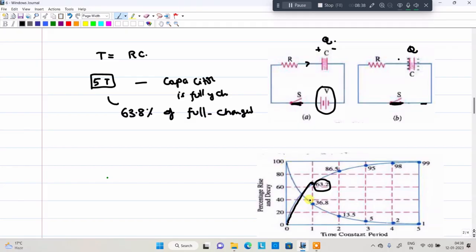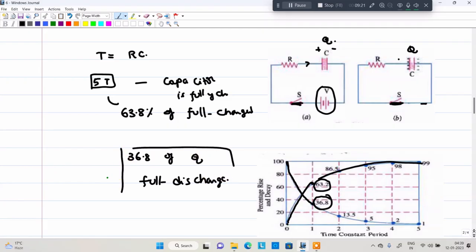In that case, once the capacitor is fully charged, after that it tries to discharge from 100% until it reaches 36.8% of fully charged. At 5 time constants, the capacitor is considered fully discharged. That means from 100%, whenever it reaches 36.8% of that fully charged value, the capacitor is discharged.